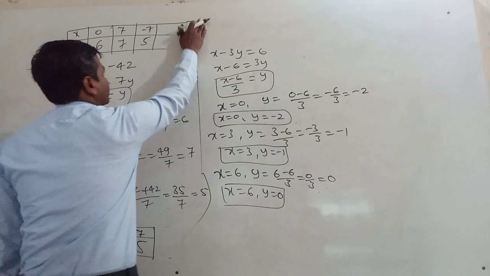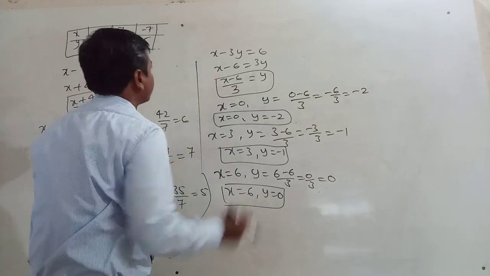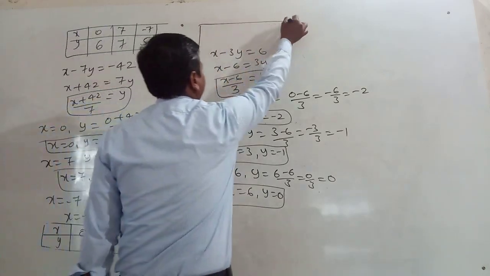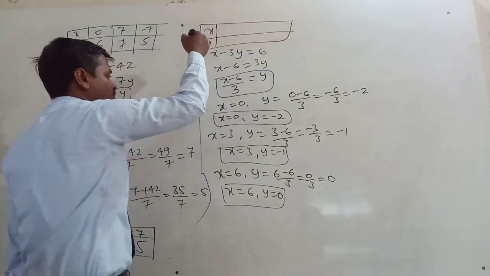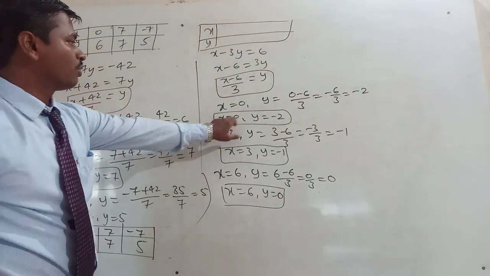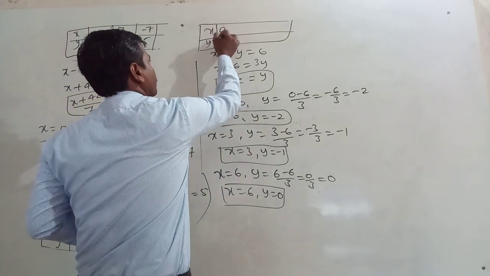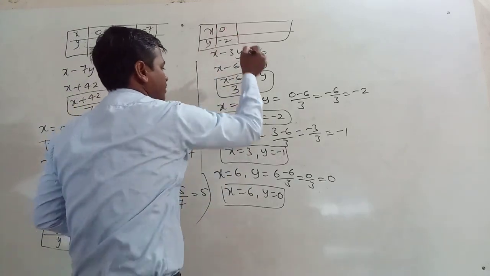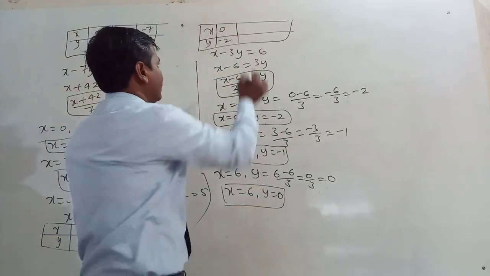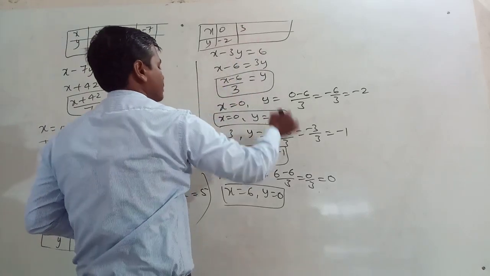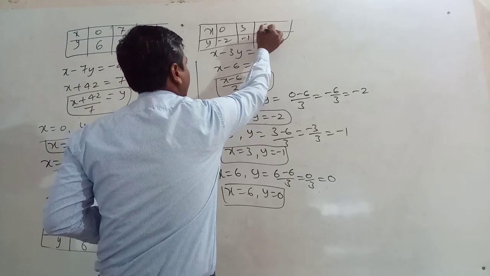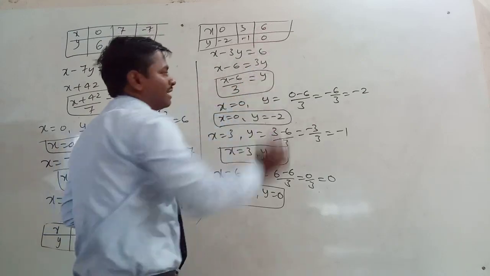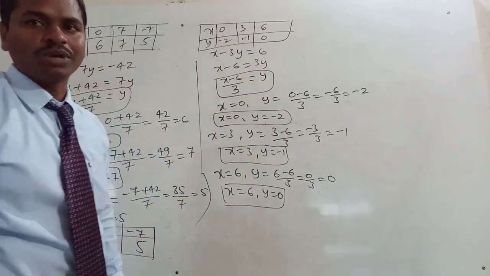Second equation we got here, this one. What is that? x and corresponding y values: 0, minus 2. If x is 0, y is minus 2. When x is 3, y is minus 1. When x is 6, y is 0. These are the three corresponding values we got now.